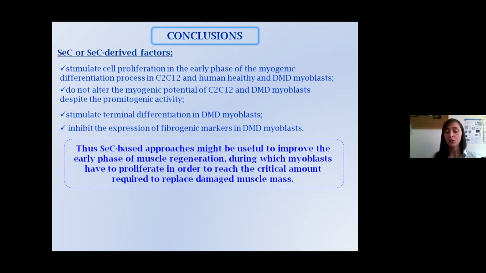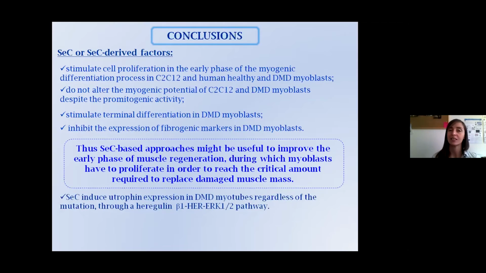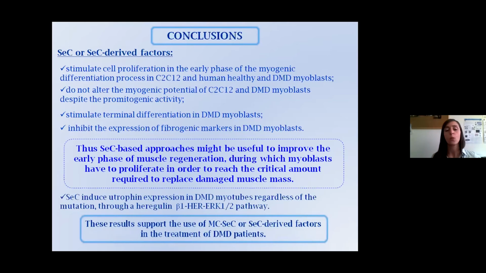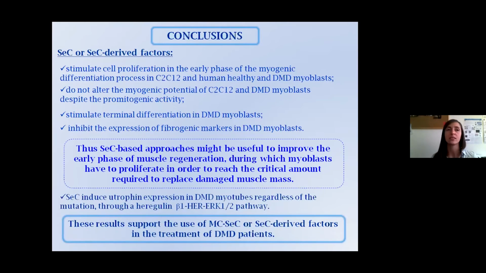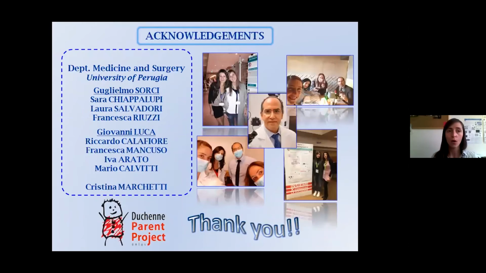Moreover, Sertoli cells in human healthy and dystrophic myotubes determine an upregulation of utrophin expression in an integrin beta-1, ERK1/2 dependent manner. Altogether, these data support that macroencapsulated Sertoli cells or Sertoli cell-derived factors might be a potential treatment for Duchenne muscular dystrophy. Thanks to all for the attention, and I would like to thank my Professor Guglielmo Sorci and especially my colleague Sara Chiappalupi.